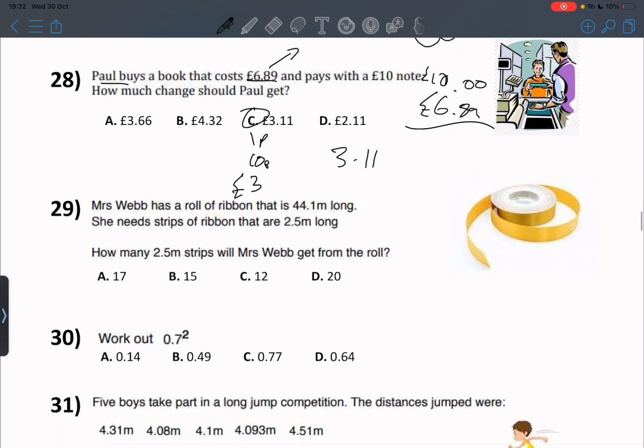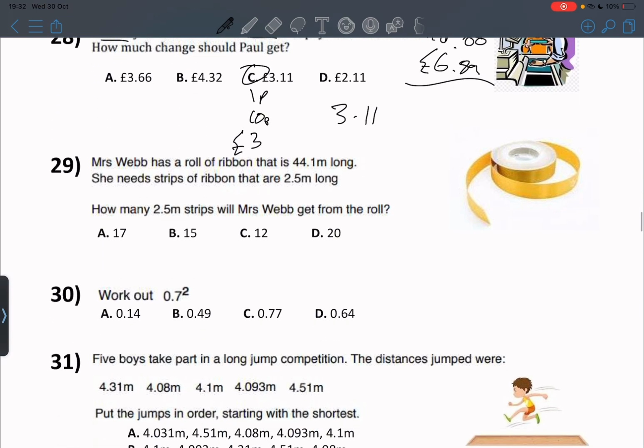Okay, question 29. Mrs. Webb has a roll of ribbon that is 44.1 meters long. She needs strips of ribbon that are 2.5 meters long. How many 2.5 meter long strips will she need? So if you think about this, 44.1 meters is how much she's got, and she needs 2.5. So it's how many times does 2.5 go into 44.1? That will tell us how many strips you can make.